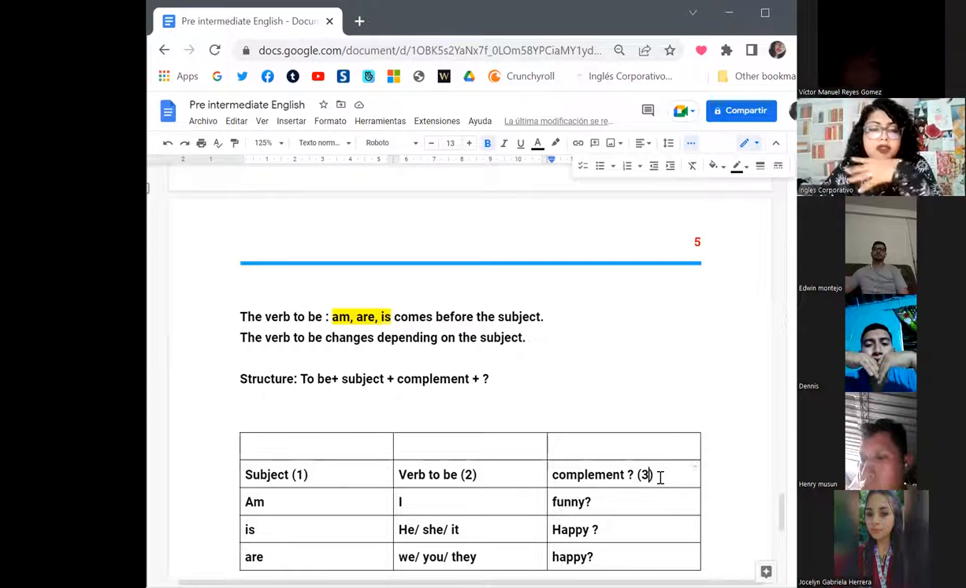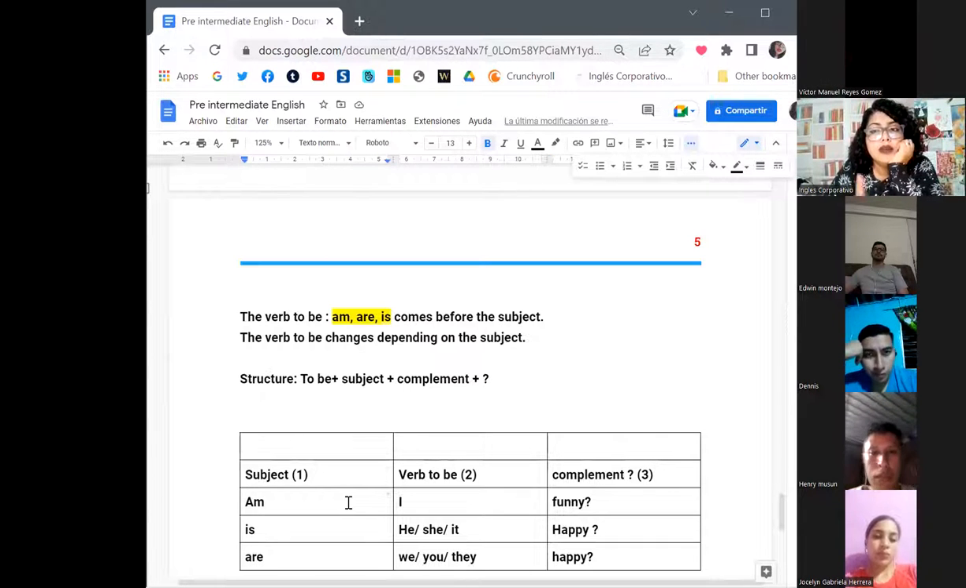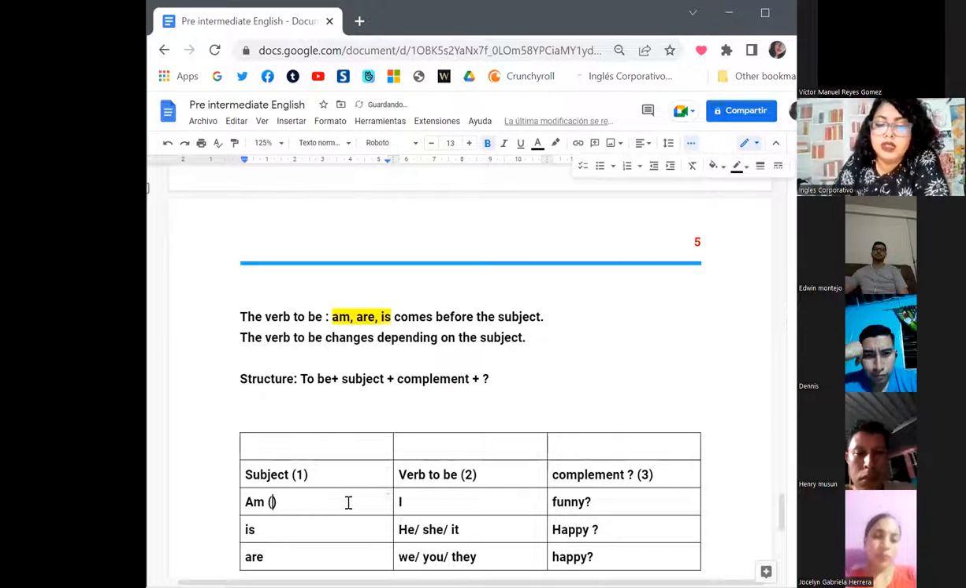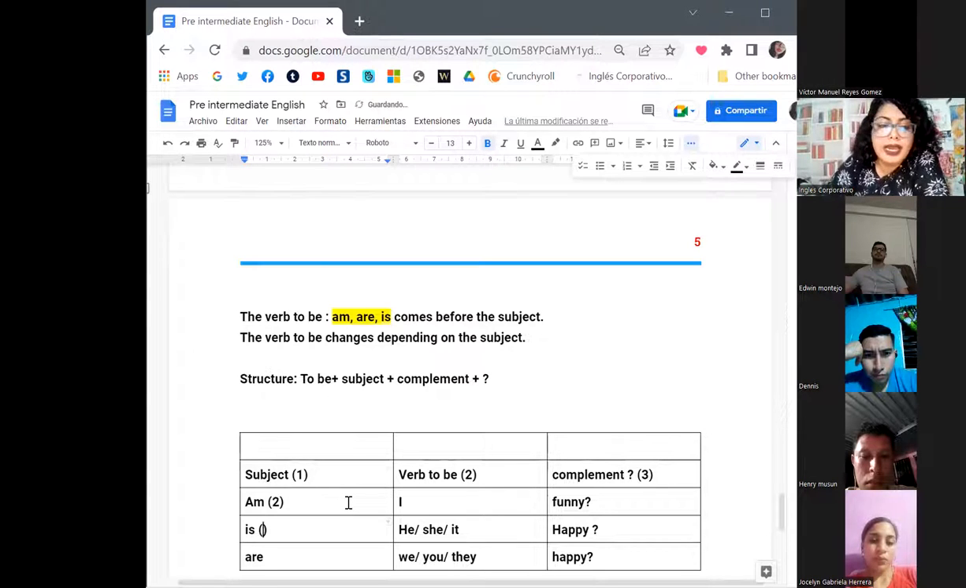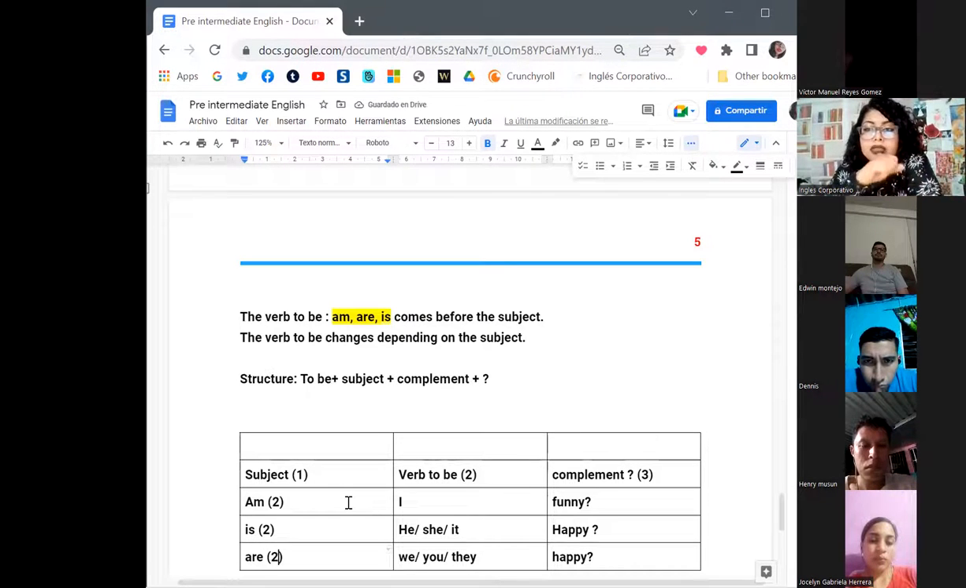And we have a specific number for that order. Para hacer nuestras preguntas con el verbo to be, nosotros necesitamos cambiar un poco la estructura de nuestras oraciones. So, in this case, the numbers are going to make me understand the order of the sentence. So, in this case, I am writing first the verb to be, not the subject. So, I'm going to do it like this. Number two. So, si podemos fijarnos, la tabla empieza con el sujeto, pero en la pregunta comenzamos ¿con qué? Con el verbo to be.